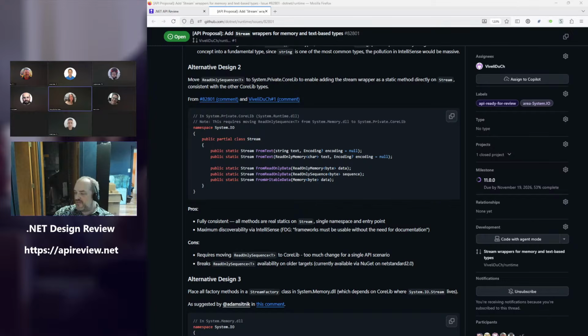The what targets? Sorry, I couldn't hear that. Older targets, I mean, down levels. No, it would freeze their API. Read-only sequence would never gain new API on older frameworks. It can't already, so it's part of system memory, and that's already frozen. Fair enough. So it has no implications to older frameworks. Okay, so the second point in the cons is not true.